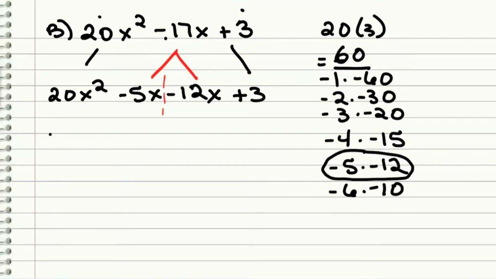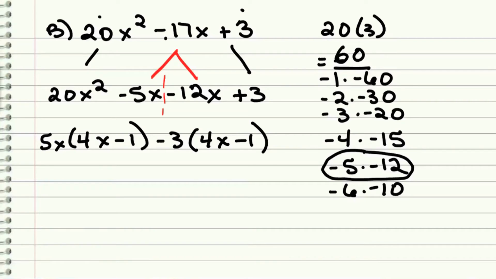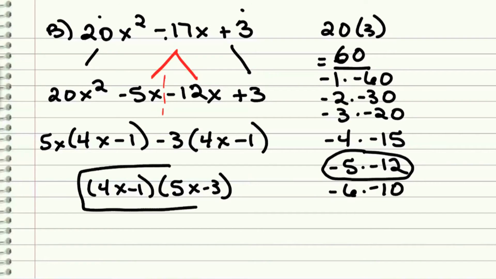First 2 has a GCF of 5x, leaving us with 4x minus 1. Second 2 have a negative 3 in common, leaving us with a 4x minus 1. Double check your signs. Then they had a 4x minus 1 in common, leaving us with a 5x minus 3 as our second binomial.